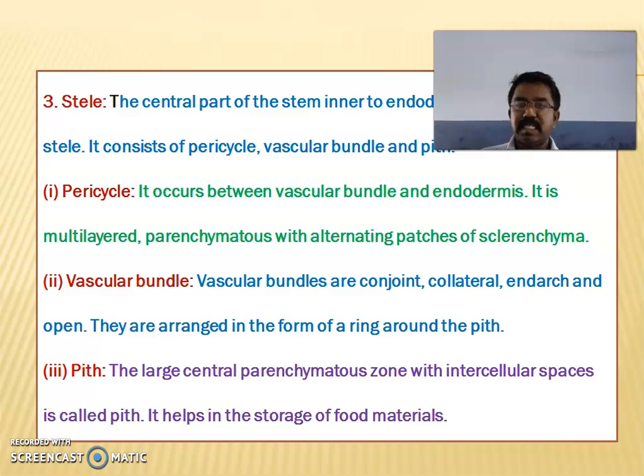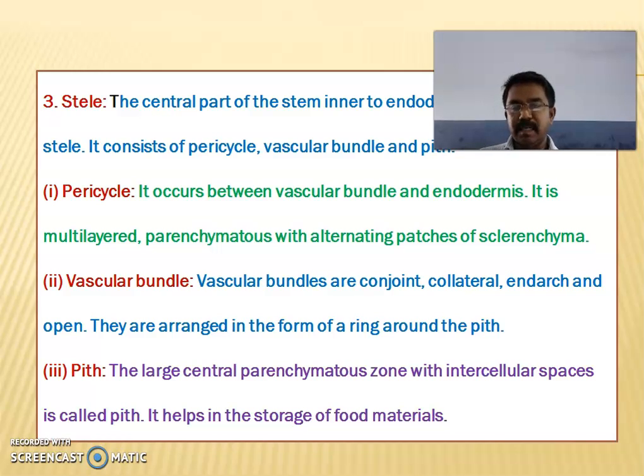Next we will discuss stele. The central part of the stem, inner to the endodermis, is known as stele. It consists of pericycle, vascular bundle and pith. What is pericycle? It occurs between the vascular bundle and endodermis, right? It is multi-layered parenchymatous with alternating patches of sclerenchyma.